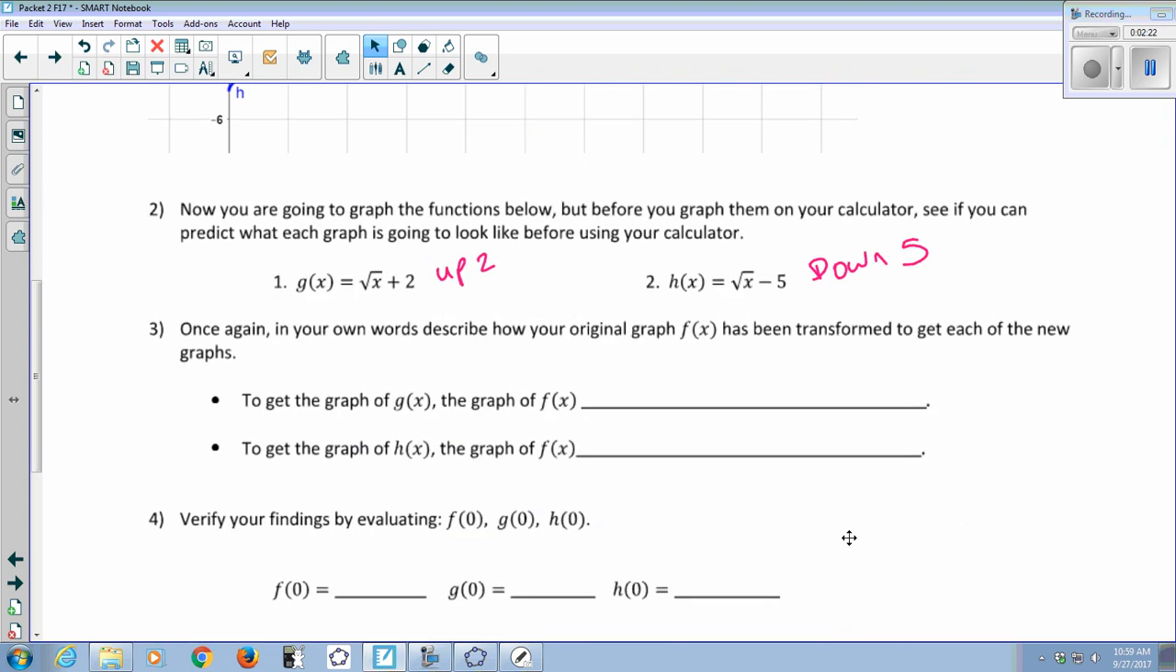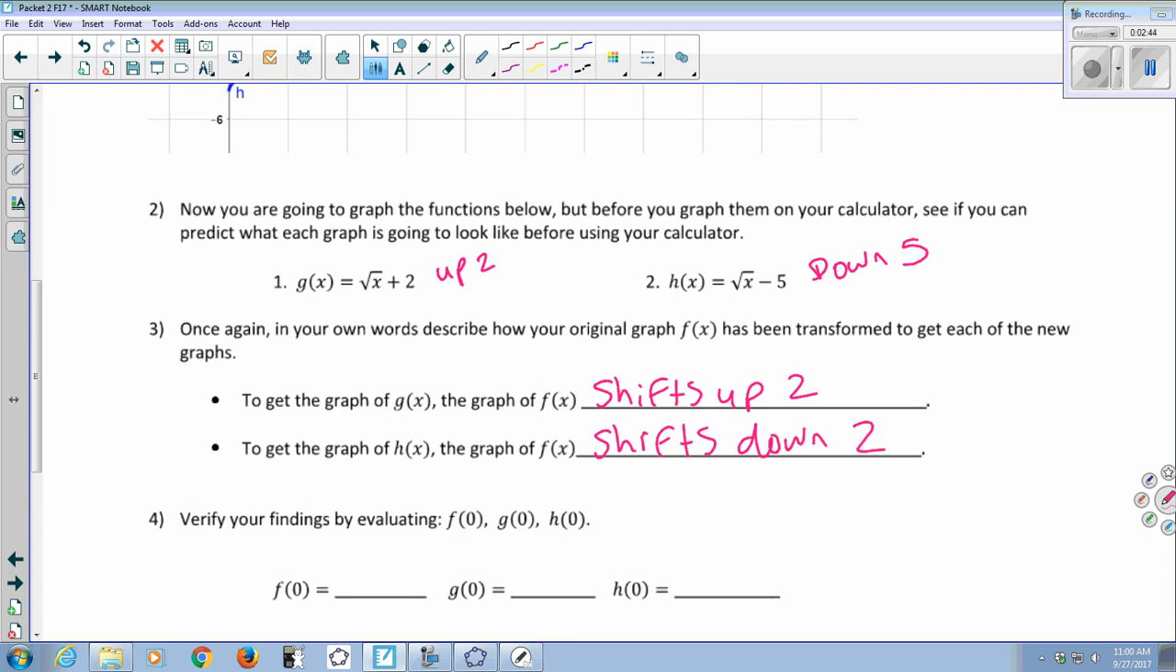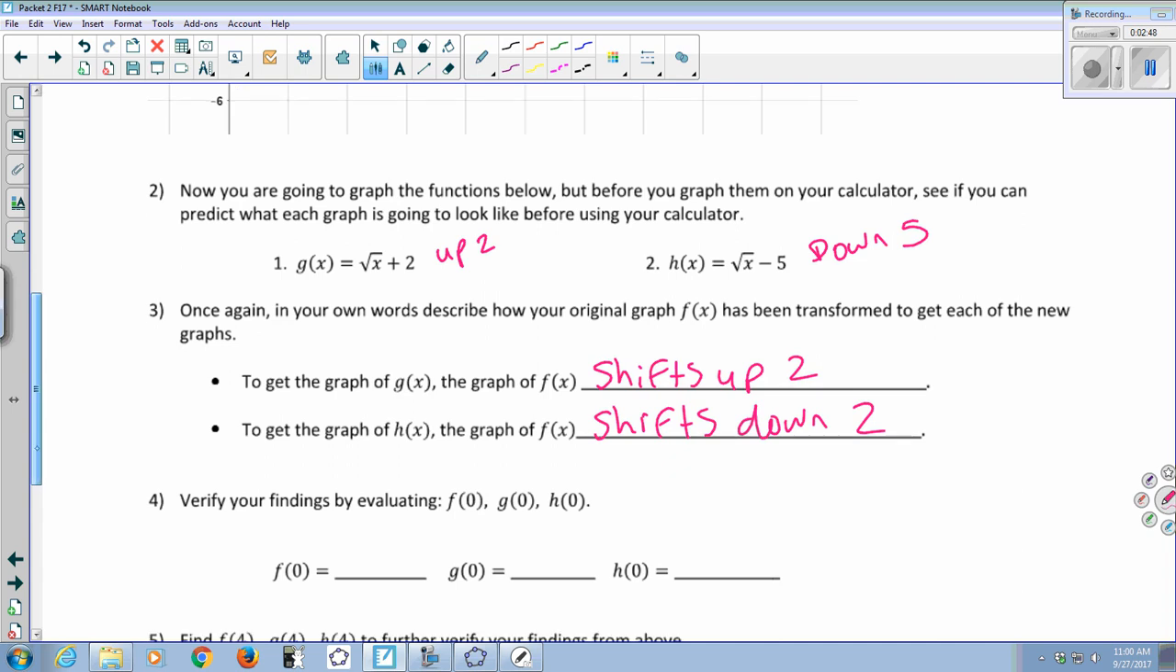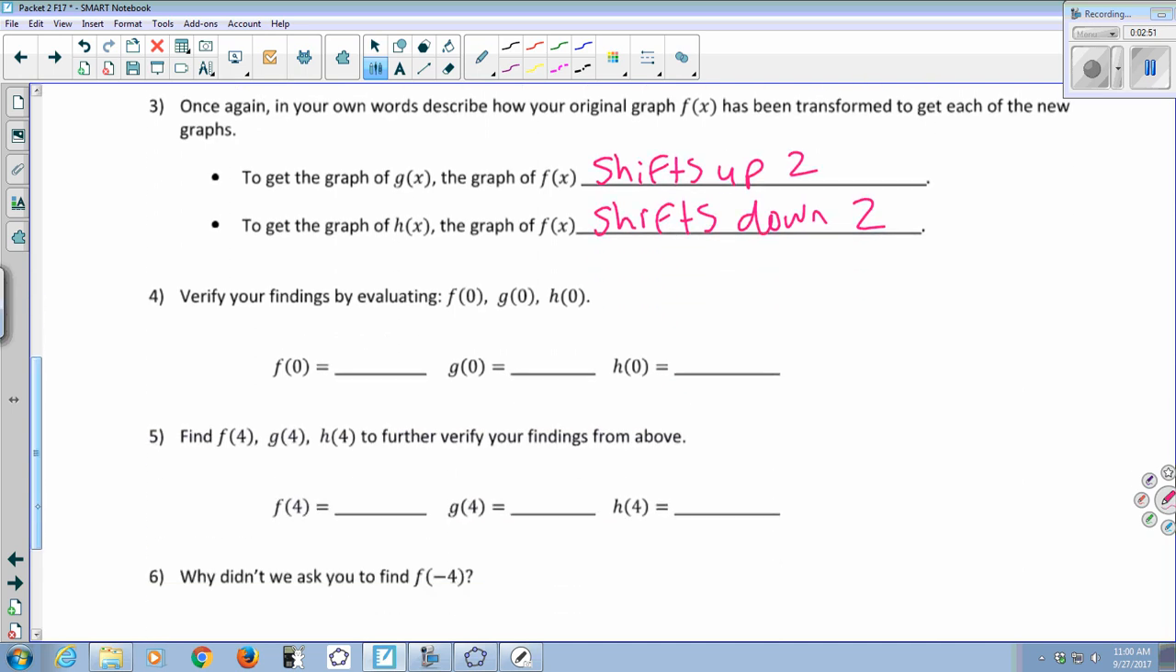Okay, so again, we're going to describe how the original graph of f has been transformed to get each of the new graphs. And it was exactly what we predicted. To get the graph of g of x, the graph of f of x shifts up 2. And to get h of x, the graph of f of x shifts down 5. To verify that that's really what's happening, I'm just going to check a couple of x values and make sure that f, g, and h have the appropriate relationship.